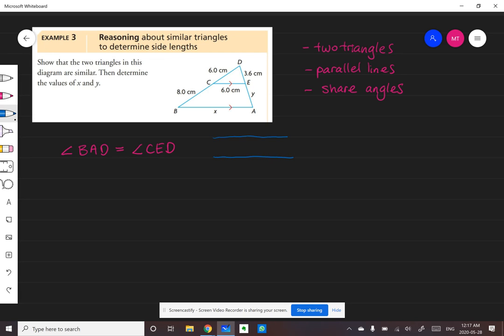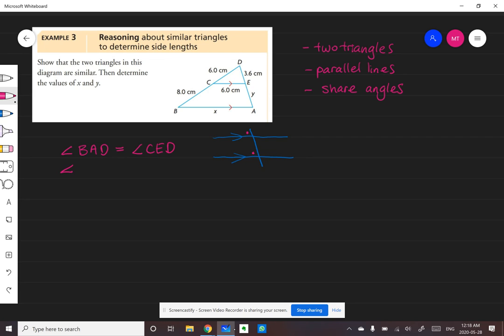So I'm just going to draw a quick diagram here. When I have parallel lines and I have a line that traverses through them, I can say that this angle and this angle are actually equal to each other. So I can say that angle BAD is also equal to angle CED. Could I make another conjecture? Yes.